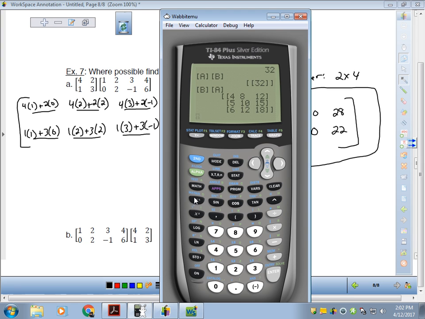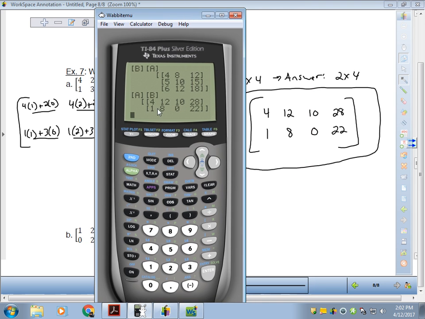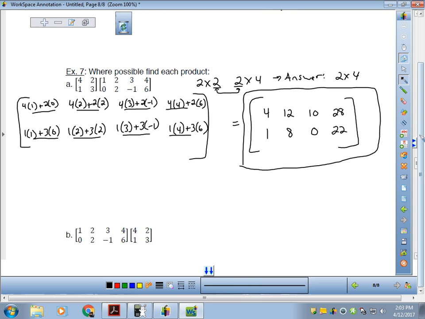And once I have those both in there, then I can do A times B. So there we go. 4, 12, 10, 28, 1, 8, 0, 22. It matches what we did. Okay.